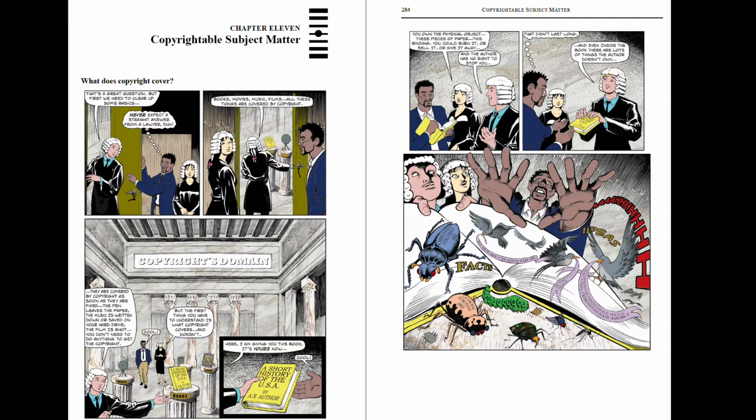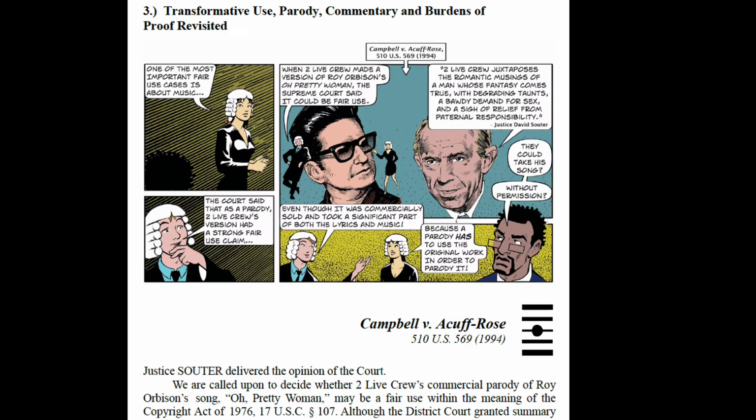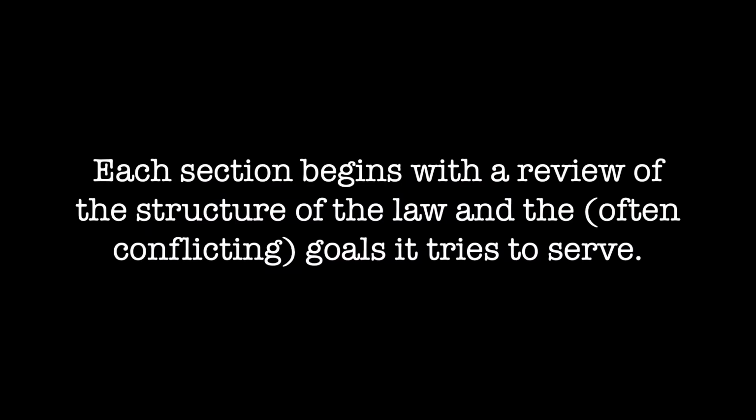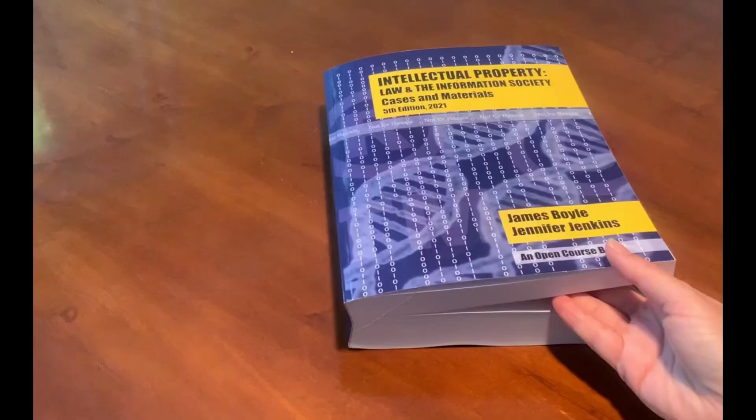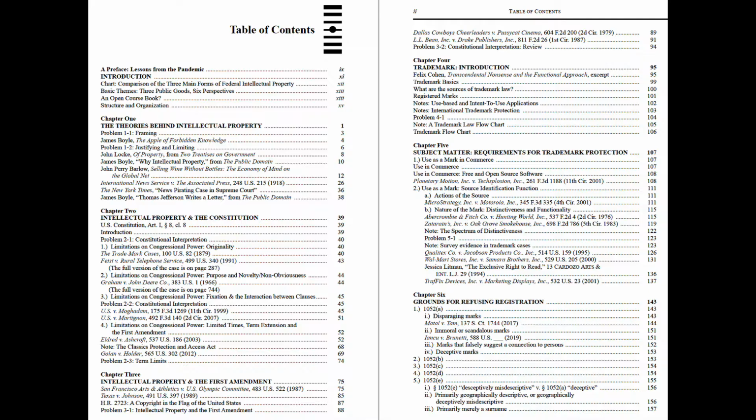We've tried to make the presentation accessible. You won't often find comic book pages illustrating concepts in law textbooks, but we've provided some. We begin every section with a review of the structure of the law and the often conflicting goals it tries to serve. The book is relatively detailed, and because of the extensive outlining, the professor can easily select the portions that they wish to use.